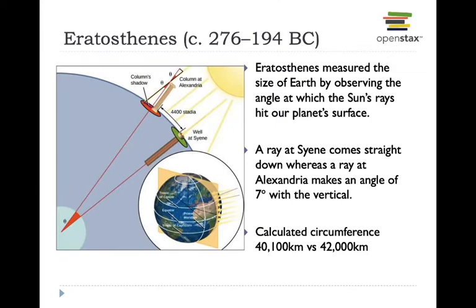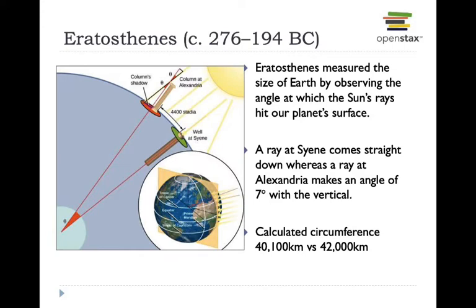Here is Eratosthenes here. This is 276 to 194 BC. Again, already knew the Earth was round and actually came up with an estimate for the size of circumference of it. So 40,100 kilometers versus 40,200 kilometers. So very, very accurate there.